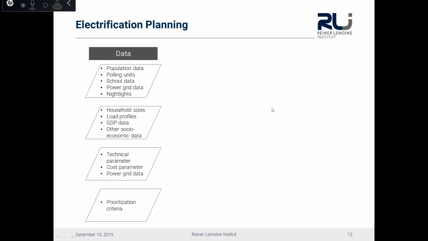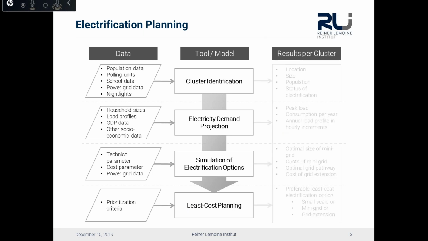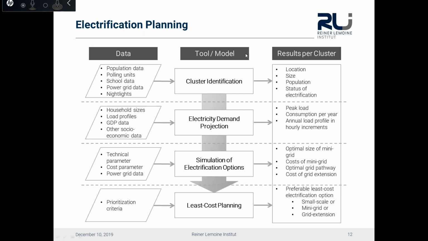We use different tools and models in order to get certain information. I'll go a bit quickly here. So the first thing is that we try to understand where we have the people. Then, what's the electricity demand of those people? What would be the electrification options? And then we can use that information to derive the least cost planning. From each of those steps, we get the results at a high spatial resolution, so we can look at individual sites, which then helps us understand how a specific region looks.